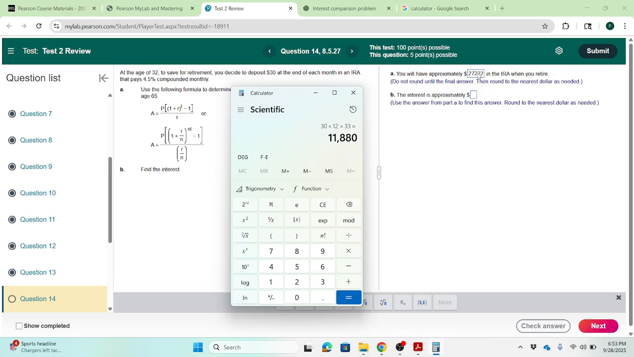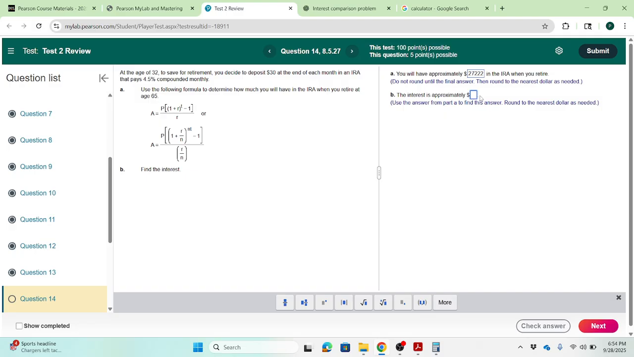The difference is coming from the interest. So you have to subtract this number from 27,222. 27,222 minus, I forgot that number, so I'm going to do 30 times 12 times 33. Don't forget to put the parentheses. 15,342 is coming from the interest.